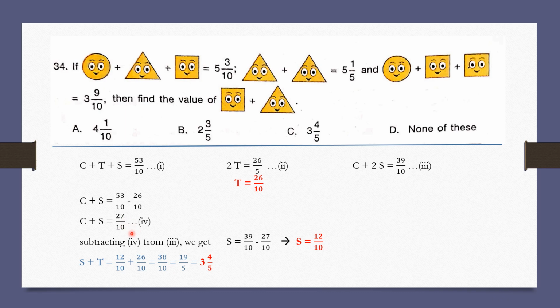27/10. Now subtract fourth from third. So we subtract these two equations, we get S equals 39/10 minus 27/10. So S will become 12/10. Now we got the value of T and we got the value of S. Now we have to calculate S plus T. So S plus T will be 12/10 plus 26/10, which is 19/5, or we can write it as 3 4/5, which is option C.